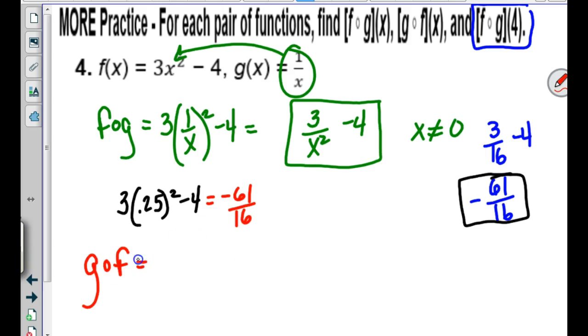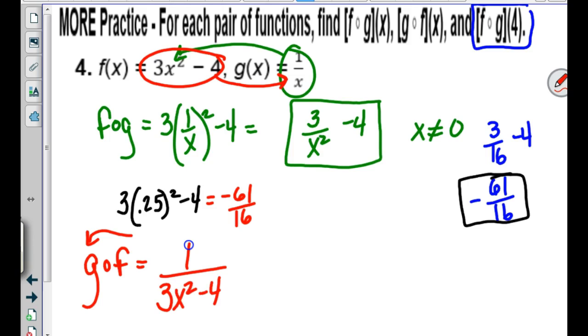All right. Now we're on to g of f. What do we have to put in? No. F into g. So we have to put this function all down here. So we get 1 over 3x squared minus 4.